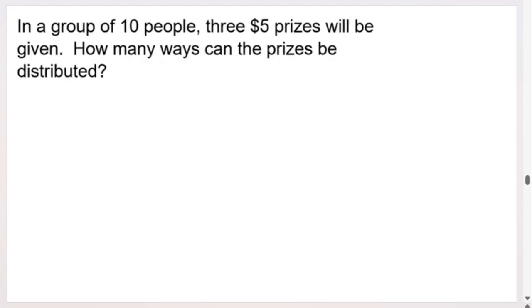Let's look at this one. I'll just do this one quickly. In a group of 10 people, 3 5-rand prizes will be given. How many ways can the prizes be distributed? Here, the prize is 3 times 5 rand, 15 rand. So it does not matter who is number 1, who is number 2. It is just for 3 people, because they're all going to get 5 rand. So it does not make any difference.